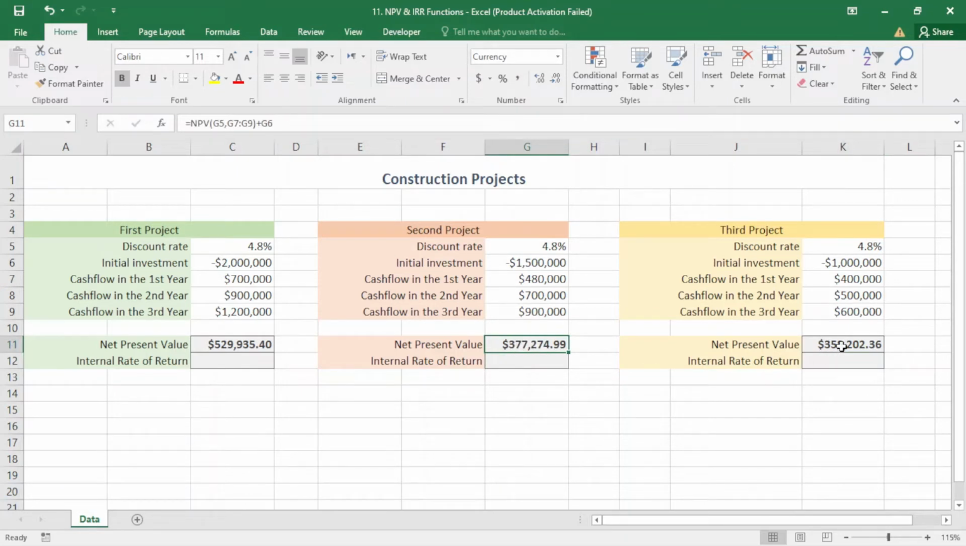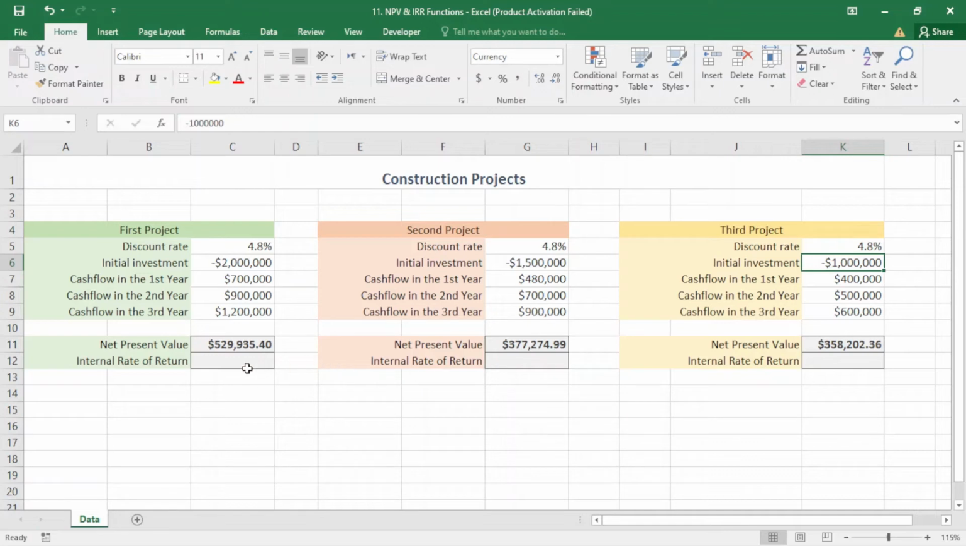So you can see here I earn more than $500,000, and here I earn around 4,000, and here 3.5. When we see this, we think that we get more benefit here, but that's not true, because we invest here $2 million, and here 1.5, and here $1 million. So the investment is different.